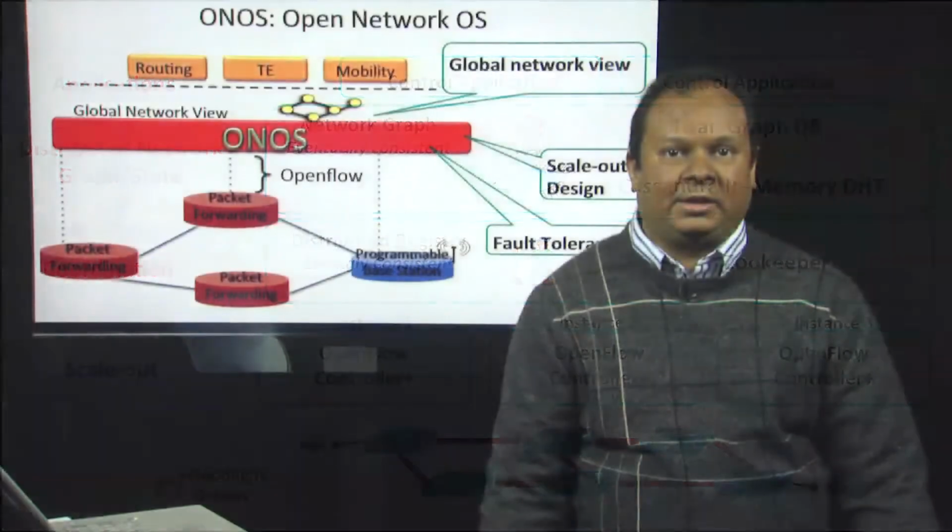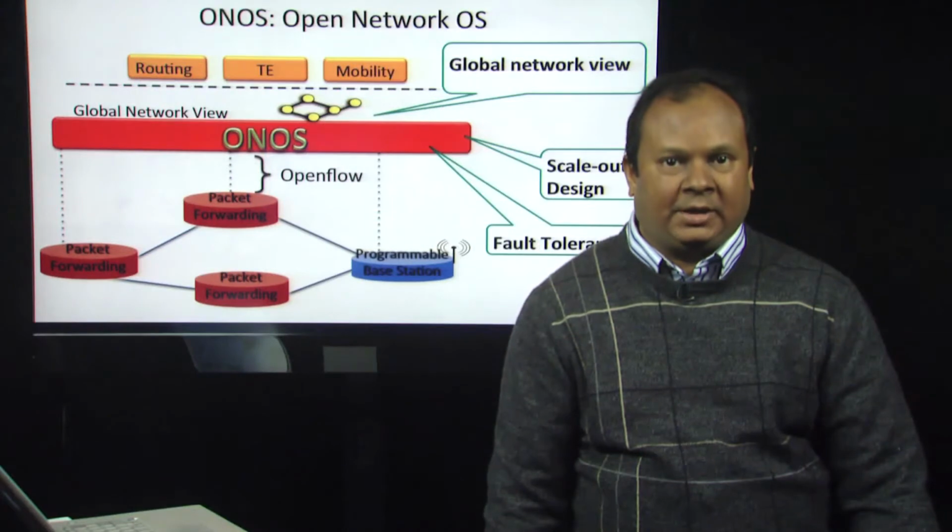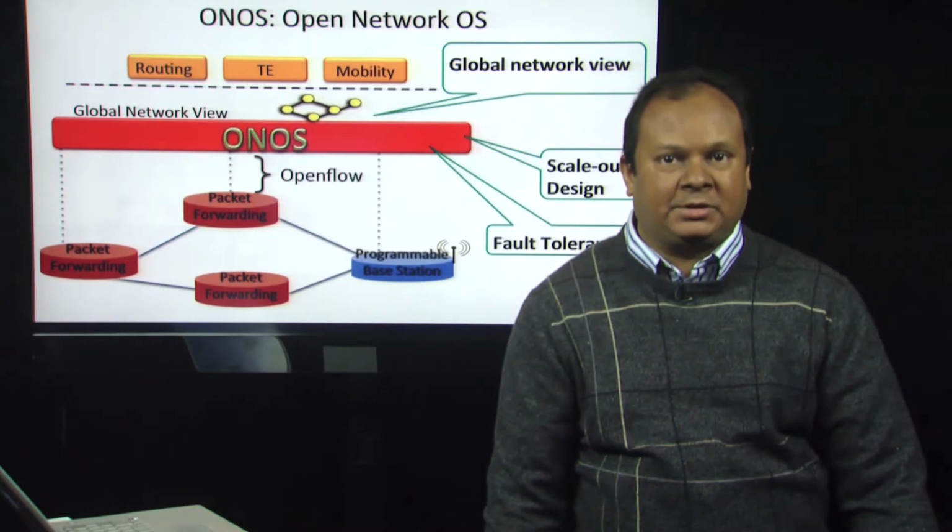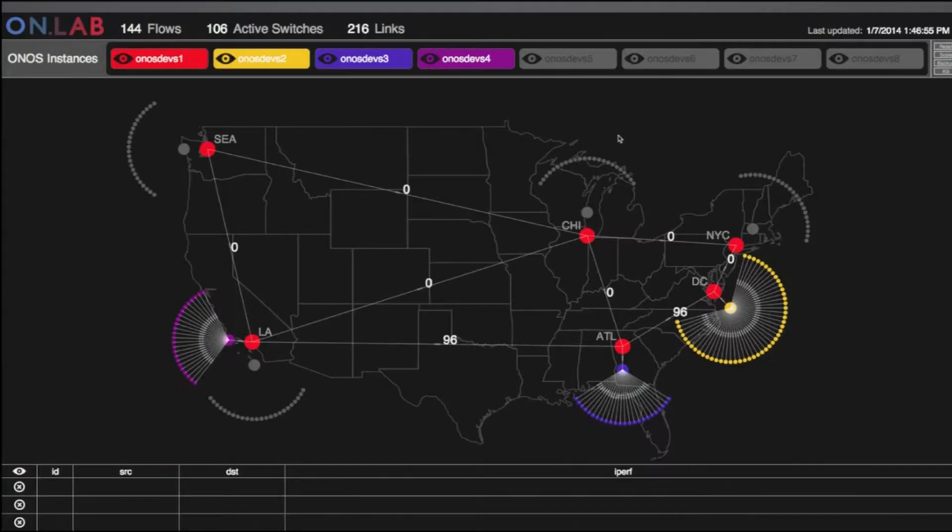In a nutshell, this is a simple scale-out architecture that is highly available and provides a novel northbound abstraction, the network graph, for applications. Let me show you a small demonstration of ONOS. There is a user interface here and let me explain the GUI.